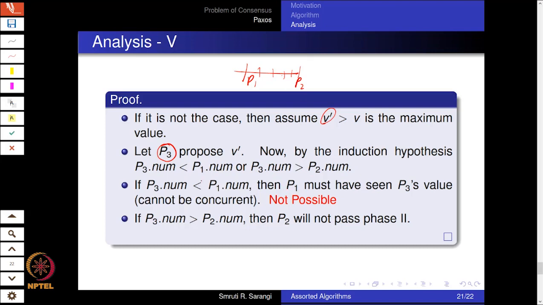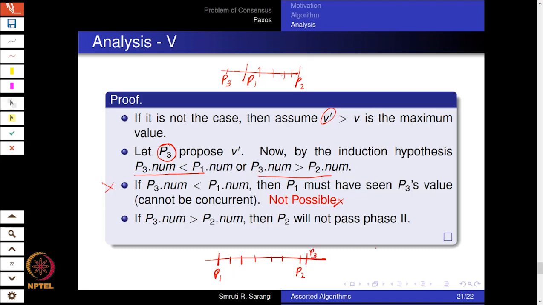What would be happening is that there are two cases. Either P3's number appears before P1, or P3's number appears after P2. So if P3, let's say, appears before P1, then P1 must have seen P3's value and P1 would not have chosen V because V dash is greater than V. So it is clearly not possible. Alright, so this case is not possible. The other case that we are looking at, if I were to draw the same diagram, would be P1, a set of chosen proposals, then P2, and then P3.